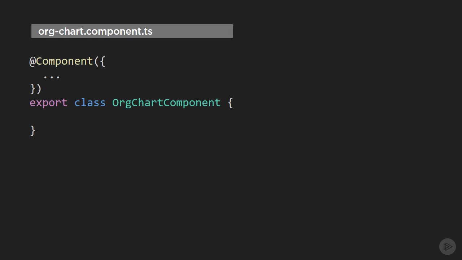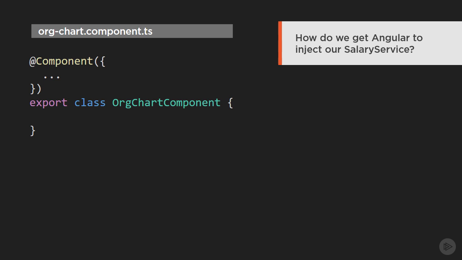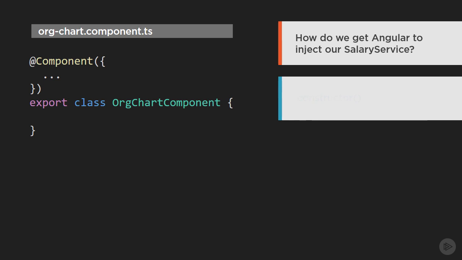So here we have a component and it's called org chart component. Let's say that we wanted to use our salary service inside this component. How do we get Angular to inject our salary service? We do it through the constructor. Let's see what this looks like.